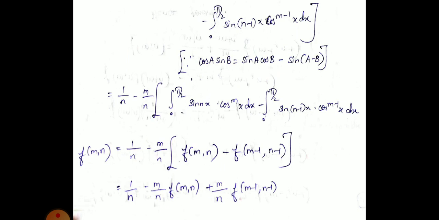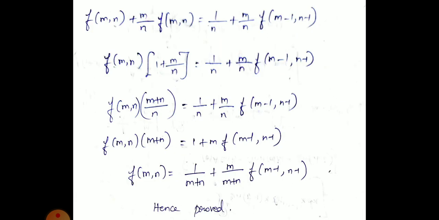Now we are separating the integrals, and therefore we have f(m,n) equals 1 by n minus m by n into, by the given condition, f(m,n) for sin nx cos^m x, and minus f(m-1, n-1). This is in the format where in the place of m we have m minus 1, and in the place of n we have n minus 1, so we can write f(m-1, n-1). Now multiply the m by n into both terms, so 1 by n minus m by n f(m,n) plus m by n f(m-1, n-1).